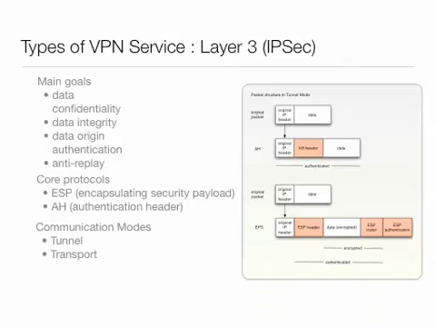AH and ESP can operate in two modes: tunnel and transport. Tunnel mode is used when an already established channel exists, such as site-to-site VPNs. Tunneling involves encapsulating the entire original packet and creating a new IP header. Transport mode only affects the data portion of an IP packet and leaves the IP header intact. Transport mode is used when the receiver and sender are the endpoints. For example, two hosts talking directly to one another.